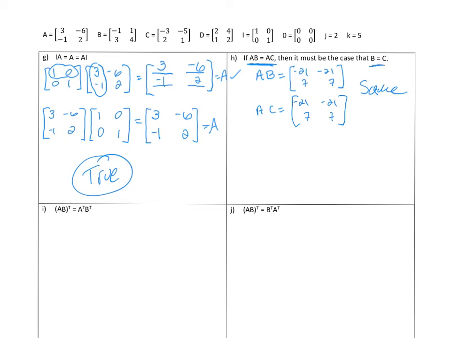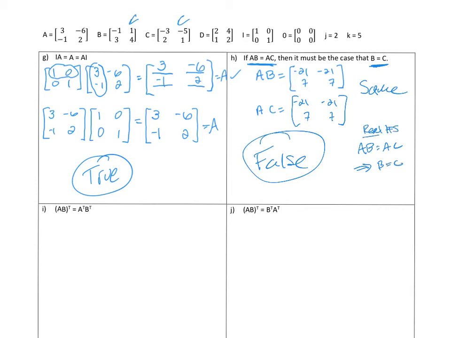Is it true that B equals C? Here's B, here's C. They are not the same matrix, so this is false. So this is also surprising. When you're dealing with the real numbers, if I gave you an equation that said AB equals AC, you could then conclude that B equals C for real numbers. Can't do it for matrices.